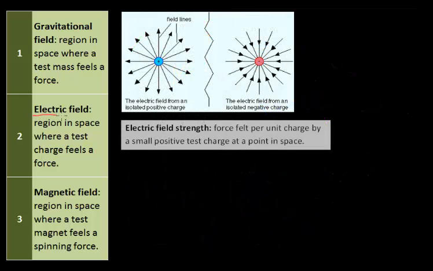Now, electric fields. The logic is rather similar to gravitational fields, except that we're looking at test charges feeling a force at a region in space and not test masses. And a test charge will, of course, feel a force in a region in space if there is an electric field generated by a charge. So if I have a positive charge, it will generate that kind of field around it, and a negative charge, that kind of field around it.